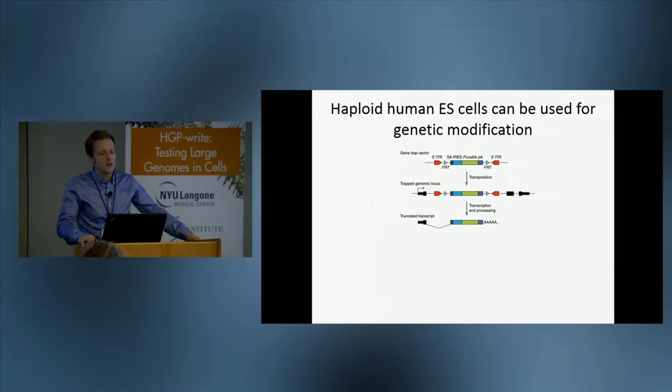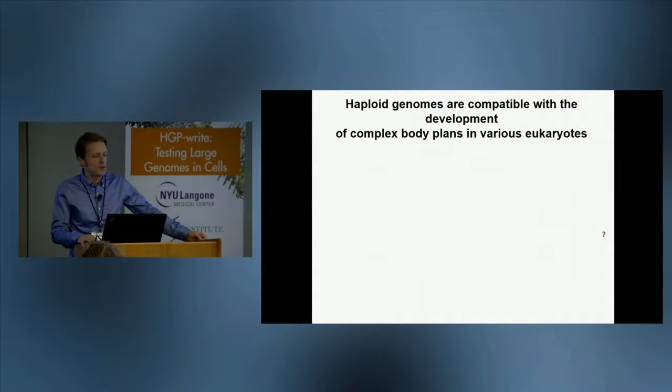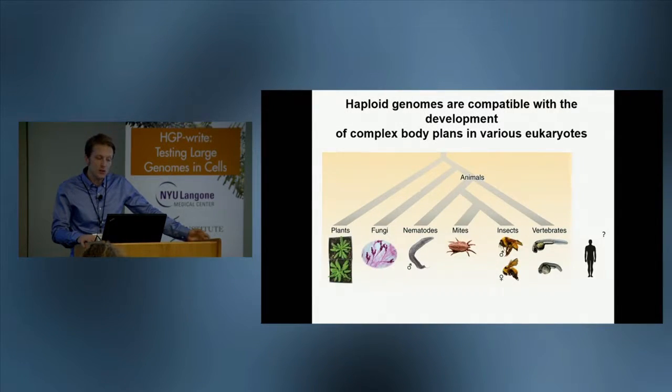We know that they can be transfected. They can be used for genetic modification. We did a proof of principle genetic screen on that. This just shows that they are amenable to genetic manipulation. And the question we then had: can they differentiate into various cell types?